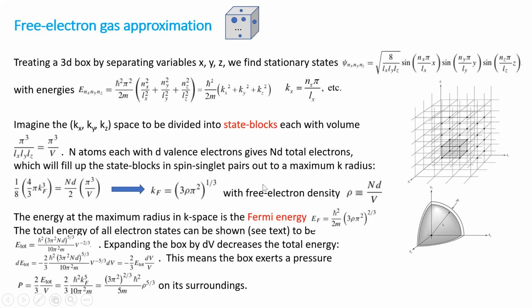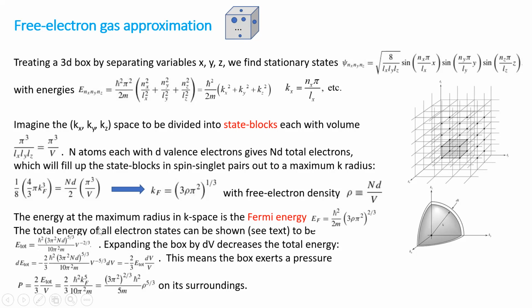The Fermi energy would be h bar squared over 2m times Kf squared from this expression here. So it'd be h bar squared over 2m times this squared, or 3 rho pi squared to the 2/3. So this is the Fermi energy, proportional to the free electron density to the 2/3.